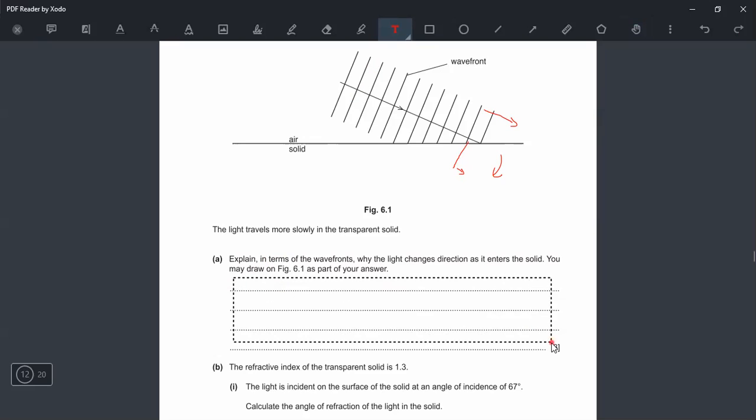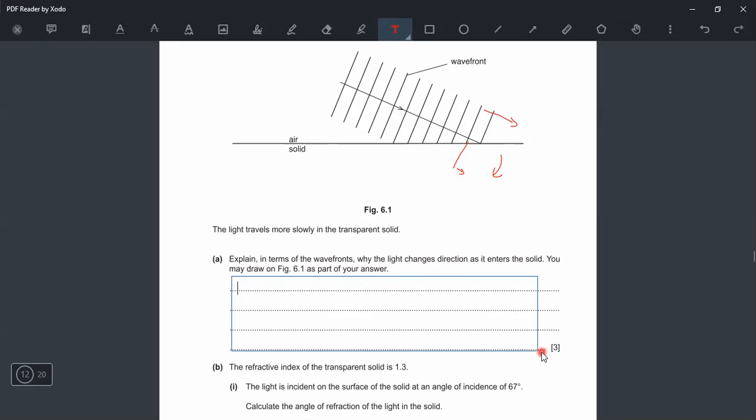So that's our answer. Part of the wave front hits the solid before the rest. So it slows down first. This causes the wave front to change direction, to change its angle, and so on.